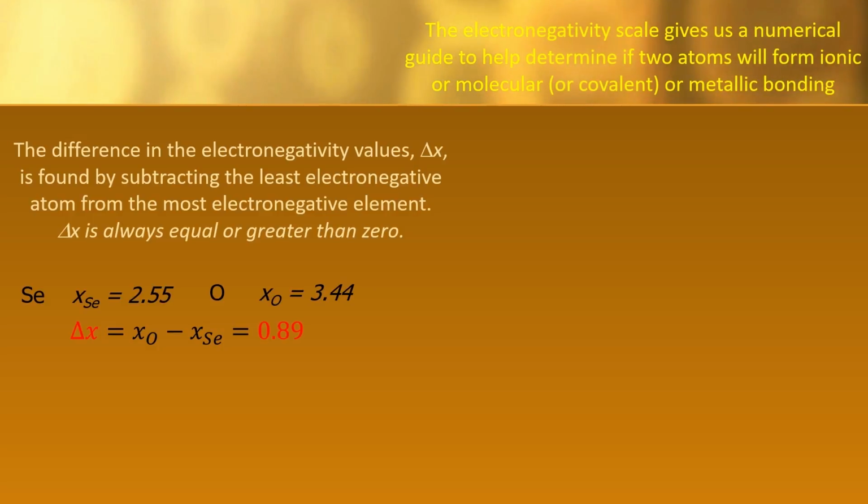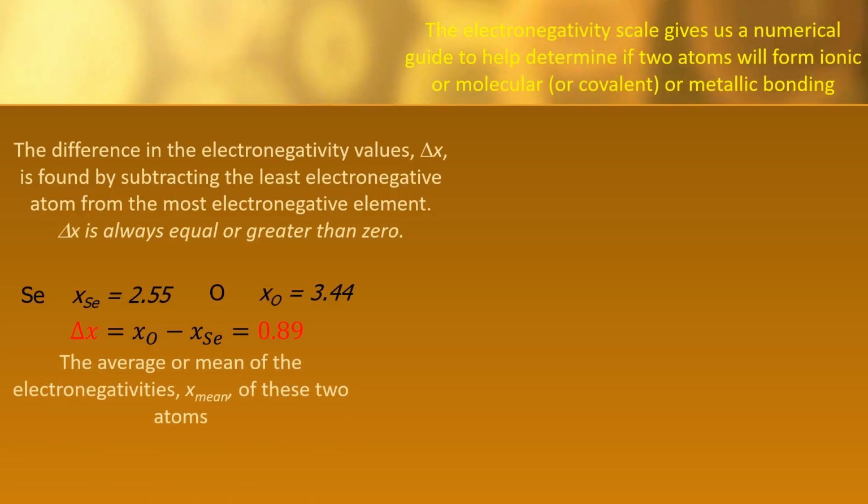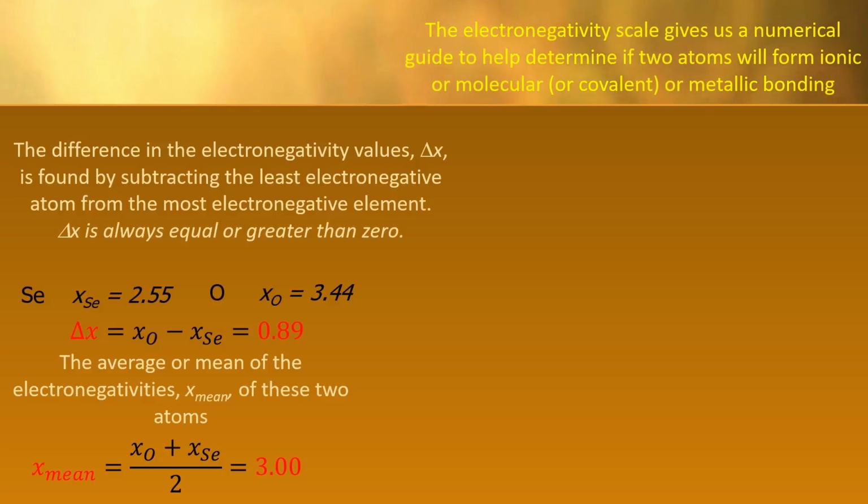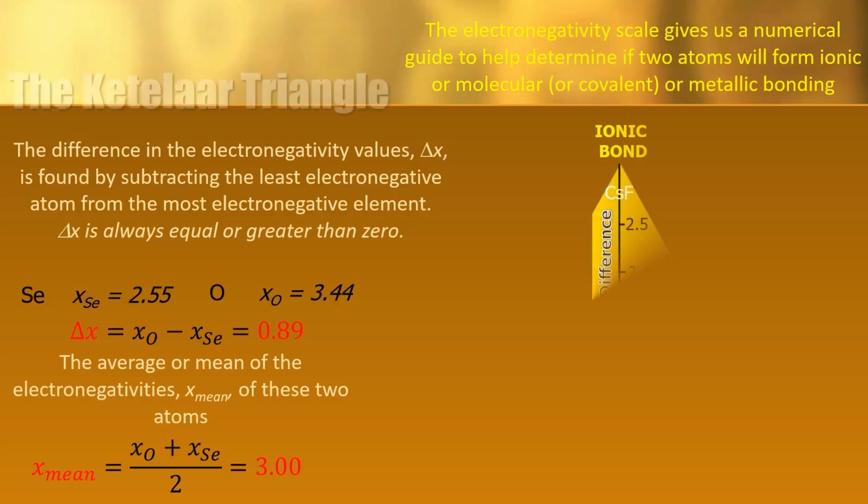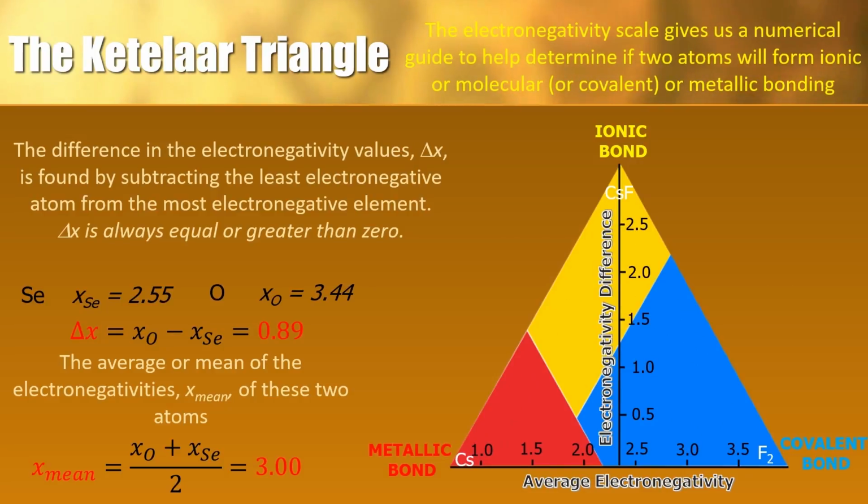Now, if the electronegativities are the same, such as in the bonding between two of the same atoms, you can get values of 0. The second number we calculate is the average or mean of the electronegativities of these two atoms. For the selenium-oxygen example, the mean electronegativity is 3.00, which we get by adding 3.44 and 2.55 and then dividing by 2. Armed with these two values, we use a simple device called the Ketelaar Triangle, which is designed to give us a general idea of the kind of bonding we can expect between the two atom centers in question.